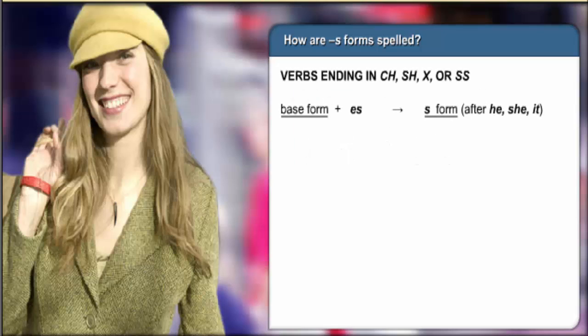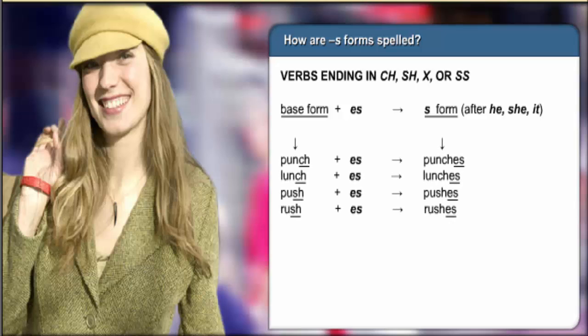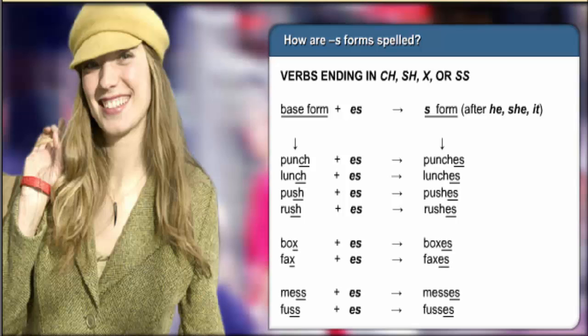Verbs ending in CH, SH, X, and SS form the S form by adding ES at the end of the base form of the main verb. Punch, punches. Lunch, lunches. Push, pushes. Rush, rushes. Box, boxes. Fax, faxes. Mess, messes. Fuss, fusses. Note how adding the final ES sound adds a syllable to words.